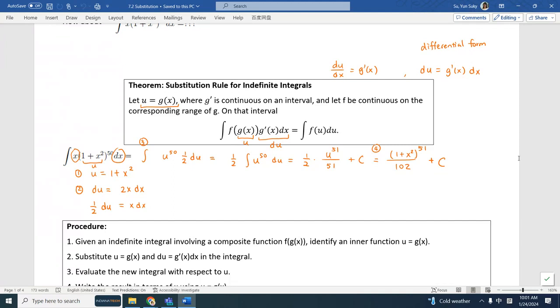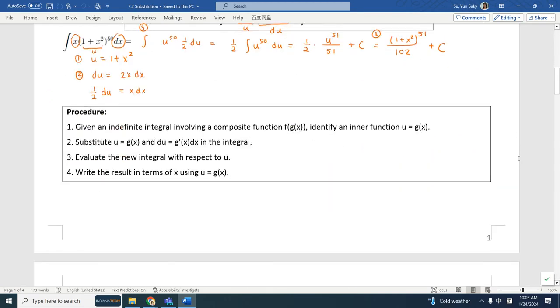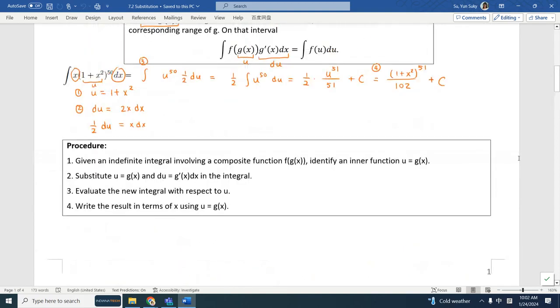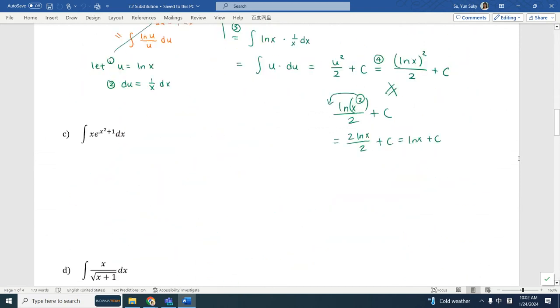The easier integral is going to be one of those kinds. Then we can integrate. After we integrate, we put the x back. So that's the four steps of u substitution. Do you still remember? Good.